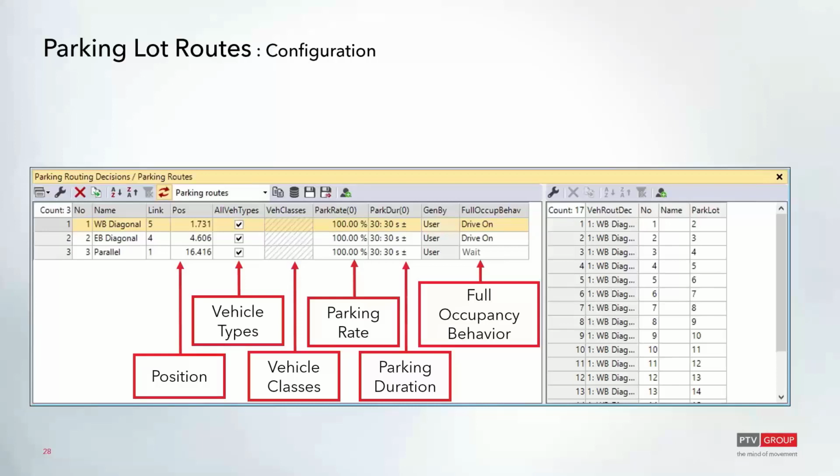So you can either have this be set to drive on, in which case the vehicles are just going to continue on their route. They'll just keep going on their static route if they notice that everything is full. Or the other option is to have the vehicles wait. And so they're going to, in that case, wait until that space is free, and then they can park there.